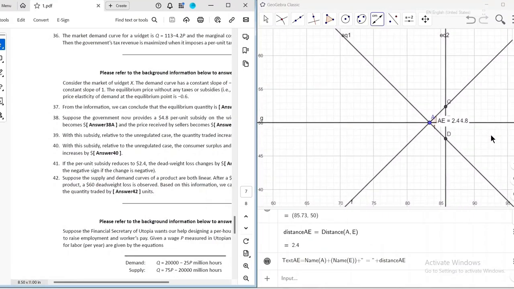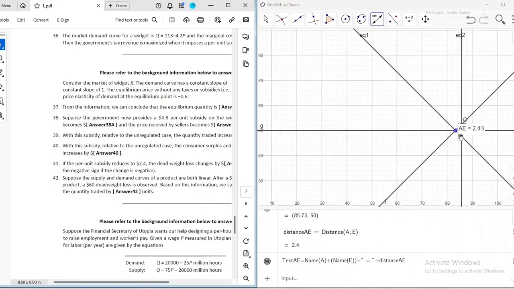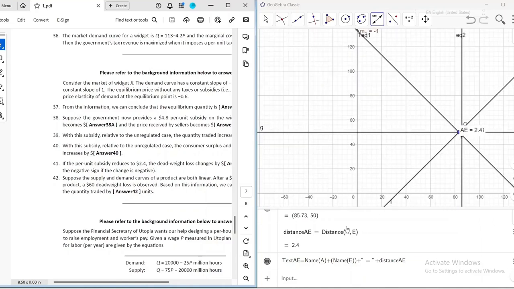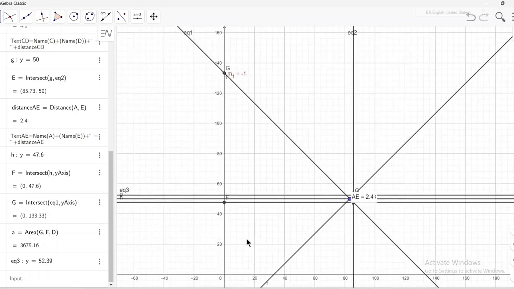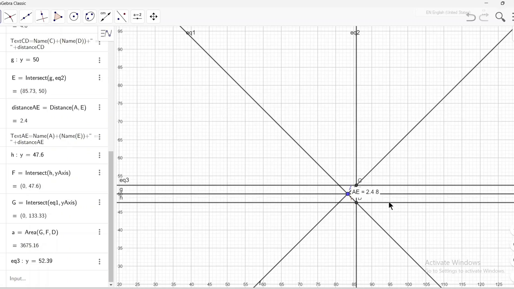Okay, so I need to draw one more curve passing through this point. This point is D, so y equals the y coordinate of D. Now you can see that the area G, F and D, this whole big rectangle, gives you the consumer surplus after the subsidy, right?